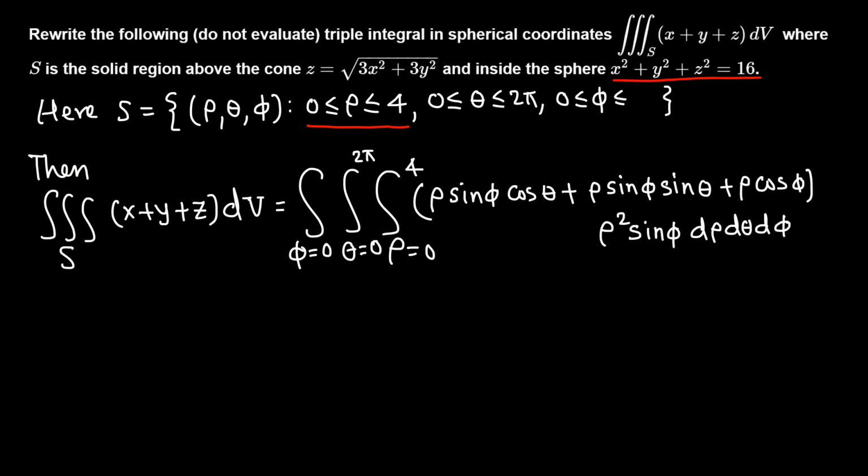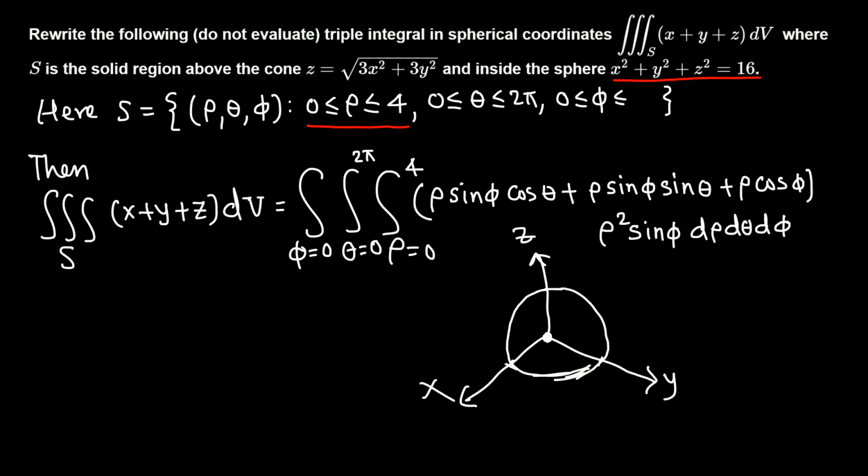Here are x, y, and z. We have a standard sphere, centered at 0, 0, 0 with radius 4. It's a sphere, something like this. If we look at the projection on the xy plane from the top, we'll see a circle of radius 4.